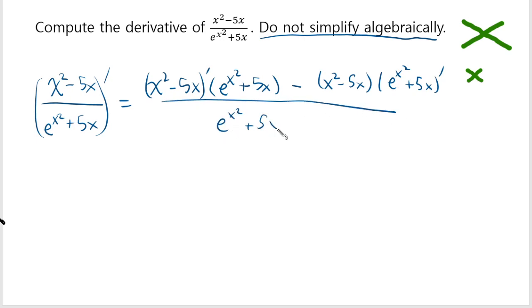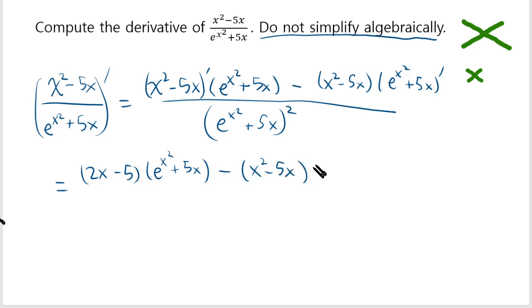over e to the x squared plus 5x, all squared. Okay. Now this part, that's easy to differentiate. That's 2x minus 5, minus x squared minus 5x. And this one here, it's really this e to the x squared that requires the chain rule. So what we can do is we can bring this x to cover this part. So it's e to the x. If you differentiate e to the x, that's e to the x.